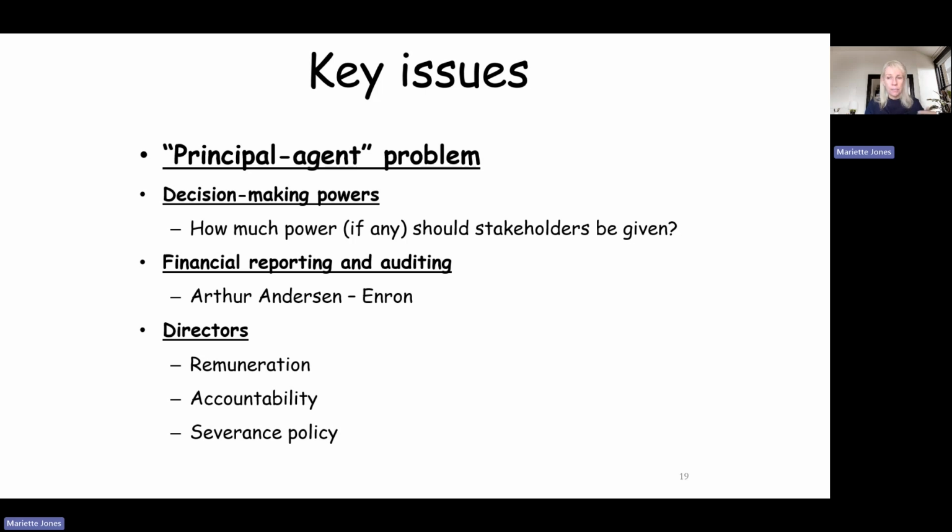There are also the following other issues. Who gets decision-making power? Financial reporting and auditing may become problematic if fraud is involved. Directors' remuneration is always a hot-button topic. And auditor independence may lead to abuses, as we saw in the run-up to the 2008 financial crisis. So accountability and transparency is also a key issue. And these issues as a collective are at the center of reforms in the UK and globally.